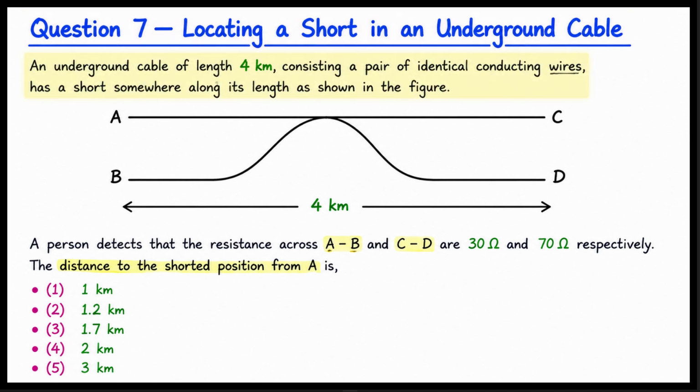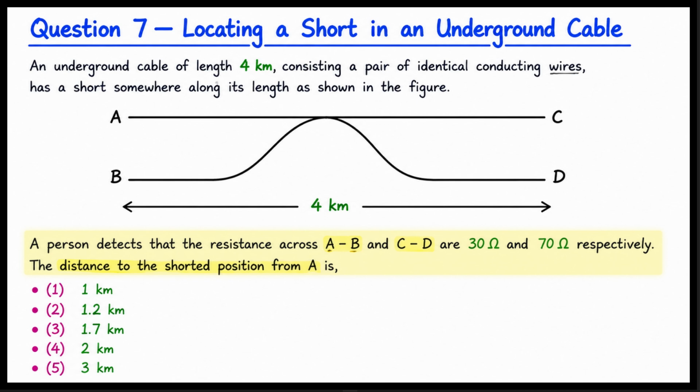Question 7 is a wonderfully practical problem. We have an underground cable 4 kilometers long, made of 2 identical conductors running side by side. Somewhere along its length, the 2 conductors have been shorted together, perhaps by water ingress, perhaps by a digger's pickaxe. We don't know where. 2 resistance measurements are available: 30 ohms measured from end A to end B, the left side, and 70 ohms from end C to end D, the right side. The question asks how far the short sits from end A.